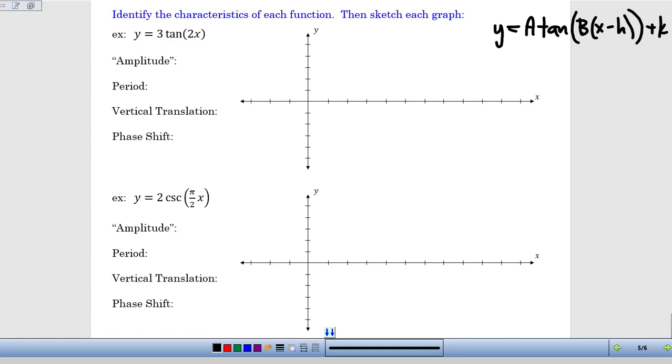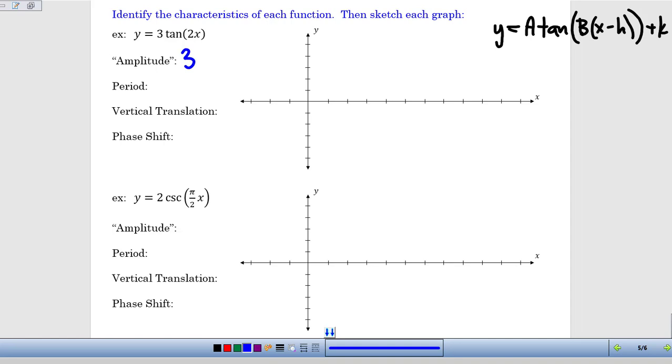Now I have amplitude in quotes because technically none of these four functions, tangent or cotangent, cosecant or secant, have an amplitude, because it's supposed to be the maximum distance that you get from the sinusoidal axis. And all of these extend up forever and down forever. However, that number, in this case the 3 that's out front, does have an impact on the graph.